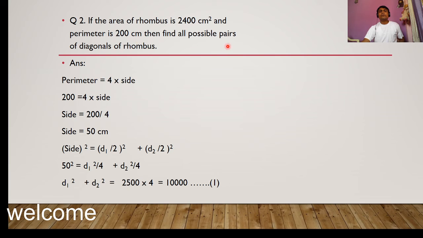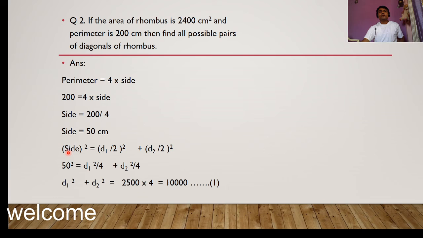Now the second question is, if the area of a rhombus is 2400 centimeter square and the perimeter is 200 centimeter, then find all possible pairs of diagonals of the rhombus. It's a very interesting question. The area of a rhombus is given. From the perimeter we have to find the side. Perimeter equals 4 into side. That's why 200 equals 4 into side. Therefore side equals 200 divided by 4, so side equals 50 centimeter.